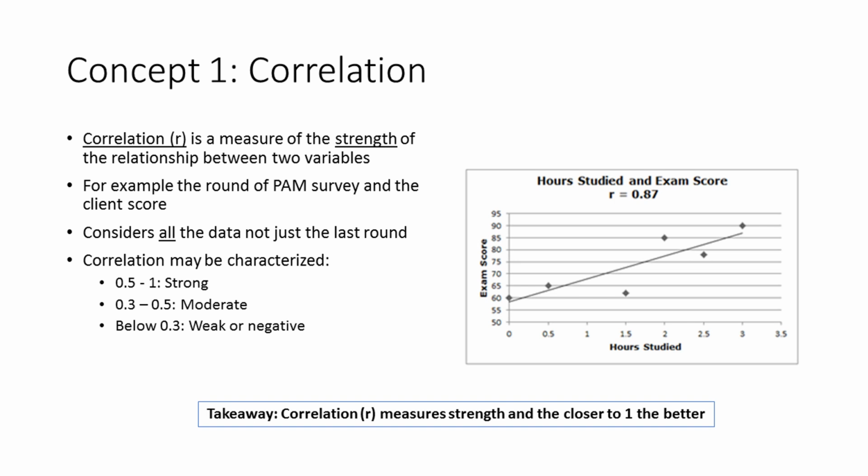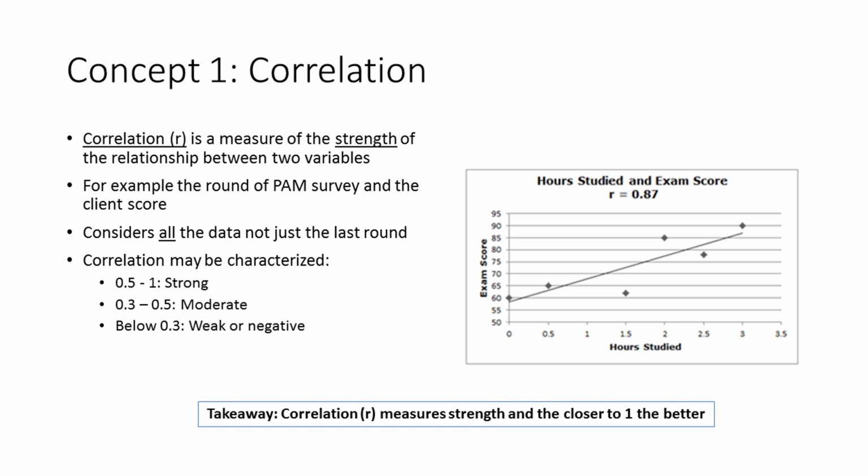The first one is correlation. Correlation, which is abbreviated as R because mathematicians are a cruel lot, is a measure of the strength of the relationship between 2 variables. In our case, we're looking at the strength of the relationship between the round of survey, indicating how long people have been in the program, and their PAM scores. The great thing about correlation, and why it's better than averages for most things, is that it considers all the data you've collected, not just the last round like average change.